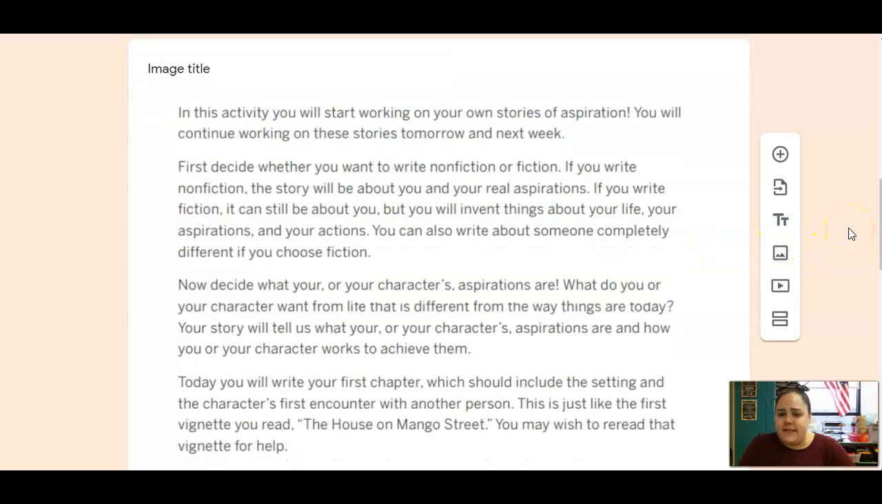It says, in this activity, you will start working on your own stories of aspiration. Remember, aspiration is a dream, so we're thinking about dreams that our characters might have. You will continue working on these stories tomorrow and next week. First, decide whether you want to write nonfiction or fiction. If you write nonfiction, the story will be about you and your real aspirations. If you write fiction, it can still be about you, but you will invent things about your life, your aspirations, and your actions. You can also write about someone completely different if you choose fiction.